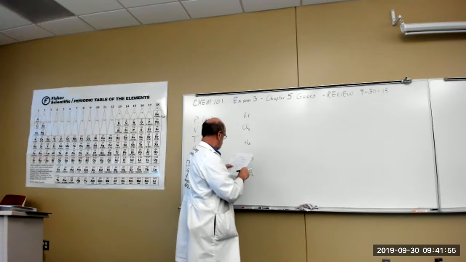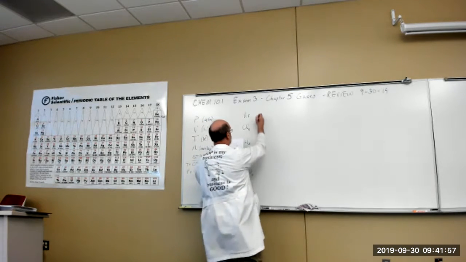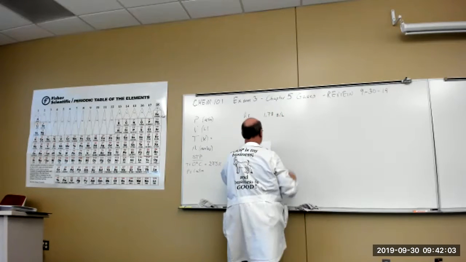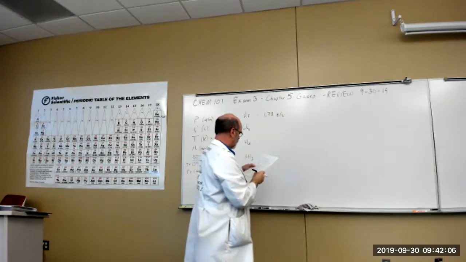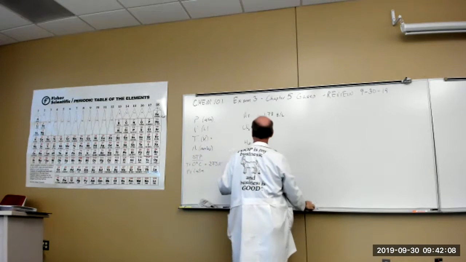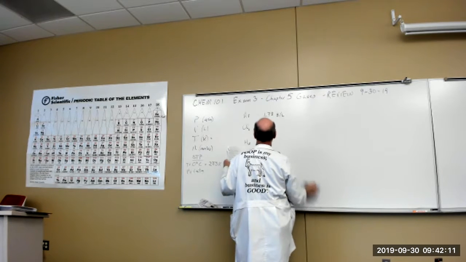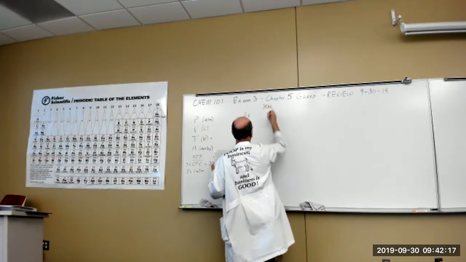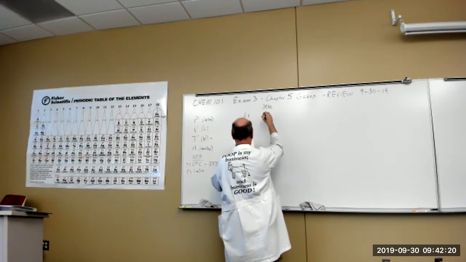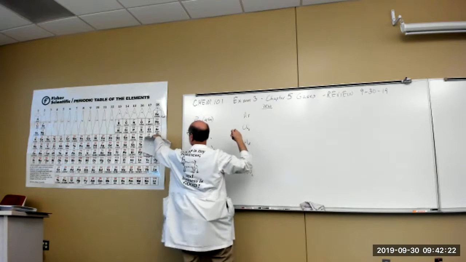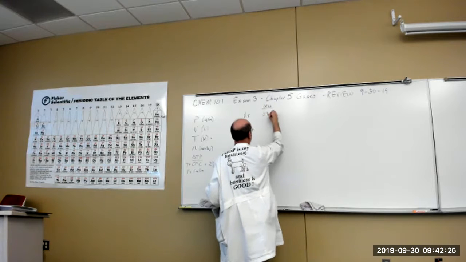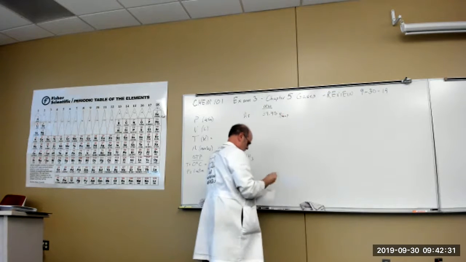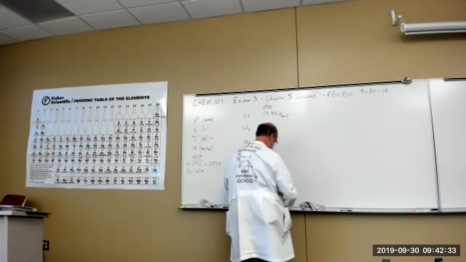So what we need to know is, first of all, the density that's given for argon is 1.78 grams per liter. And the molecular weight for argon, let's do molecular weight here first, is 39.95 grams per mole, right?